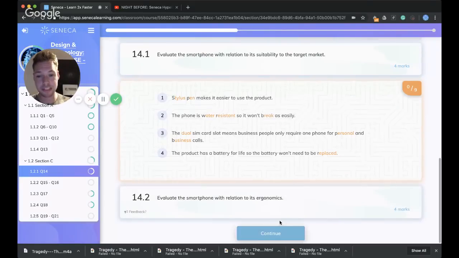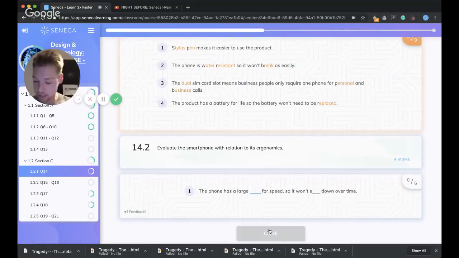What do we have next? So next we have to evaluate the smartphone with relation to its ergonomics. This word they love to use in design and technology. Ergonomics is like the efficiency of the product, okay?